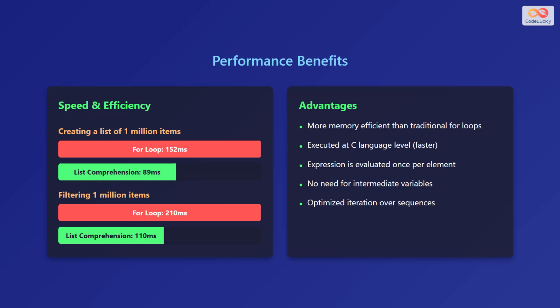Here are a couple of benchmarks. Creating a list of 1 million items takes about 152 milliseconds using a for loop, while the list comprehension only takes 89 milliseconds. Filtering 1 million items takes 210 milliseconds with a for loop, whereas it only takes 110 milliseconds using list comprehension. In summary, list comprehensions provide advantages such as more memory efficiency, faster execution, expression evaluation once per element, no need for intermediate variables, and optimized iteration over sequences.